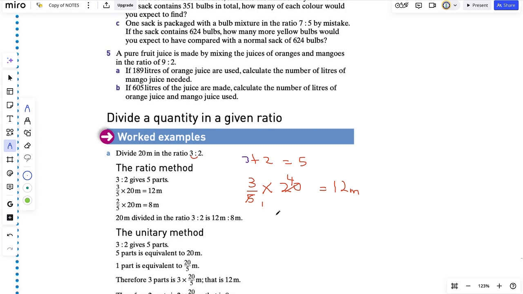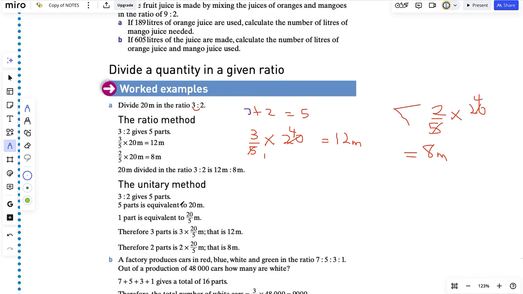Now the other person with ratio 2: his will be 2 over 5 times 20. 5 goes into 20, 4. 2 times 4, we get 8. So it gives us 8 meters. So for ratio 2 we get 8 meters if you divide. So this is how we use the ratio method to divide things.